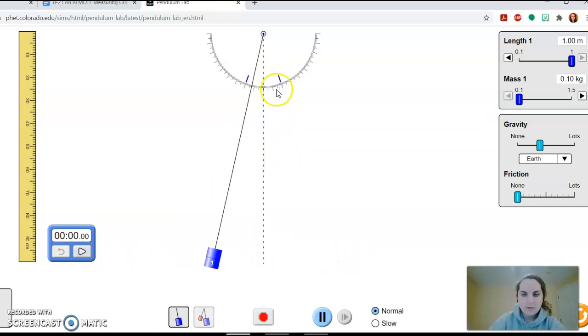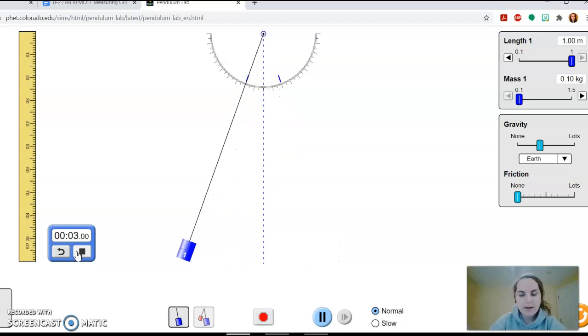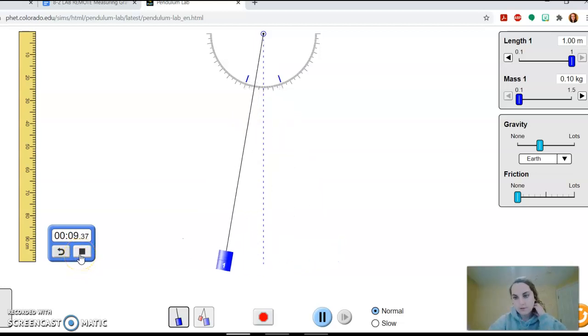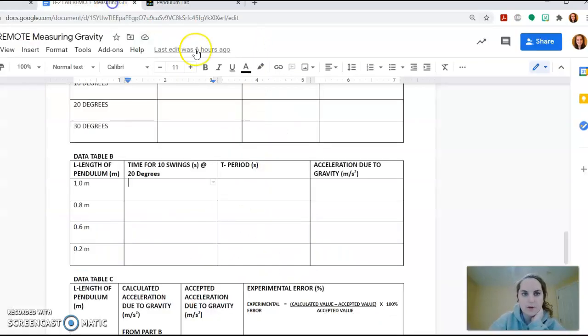Again, the same idea. You're going to start the clock once it hits that blue line, and you're going to watch it go back and forth 10 times, recording the time that it takes to do so. It's going to be different from what you got before. Once you've gotten that time, you're going to put it in the box here, then divide it by 10 in order to solve for the period. And then you can move on to the next line.